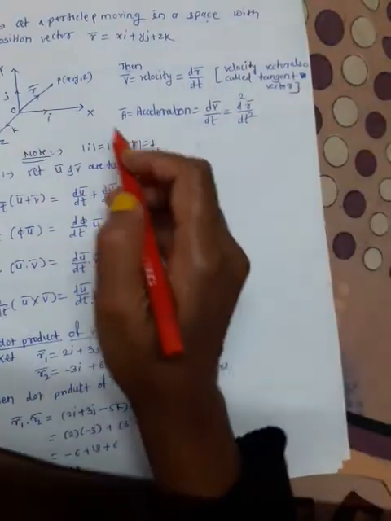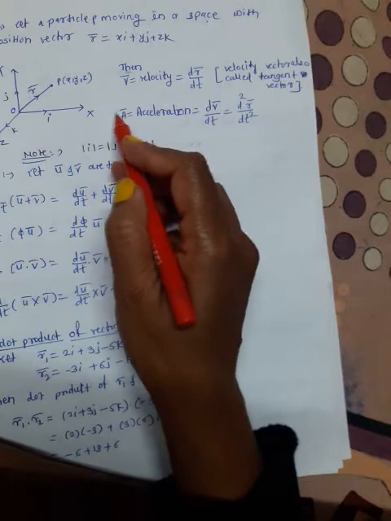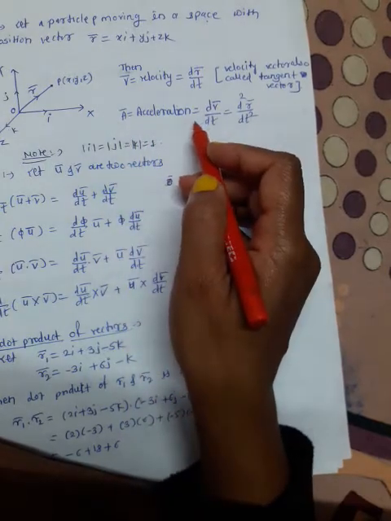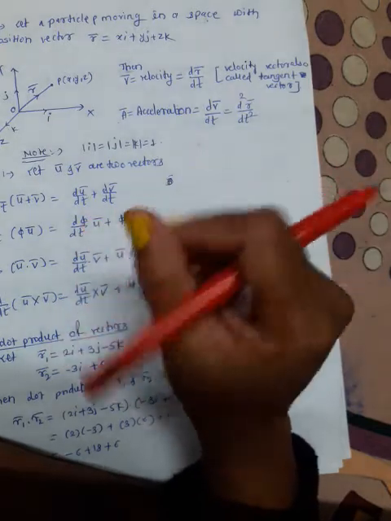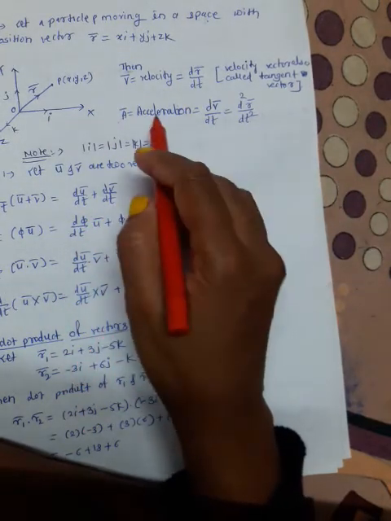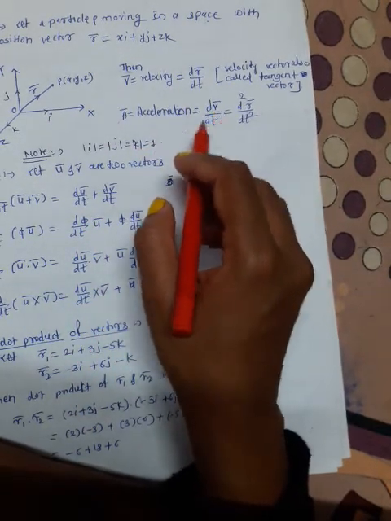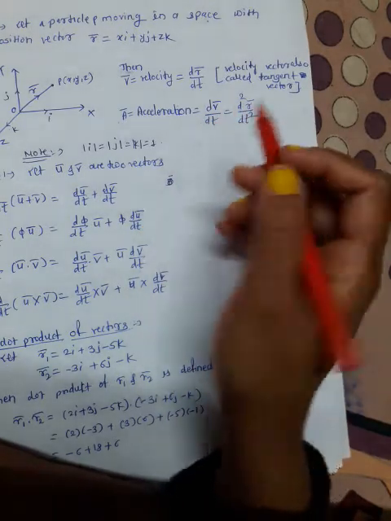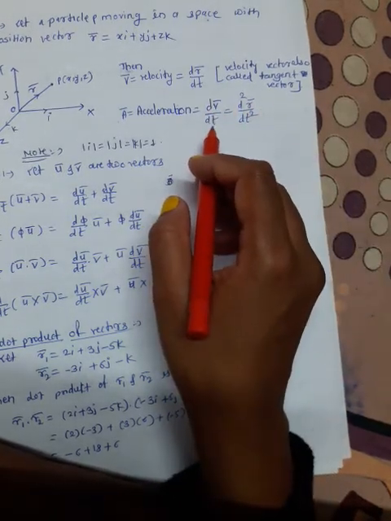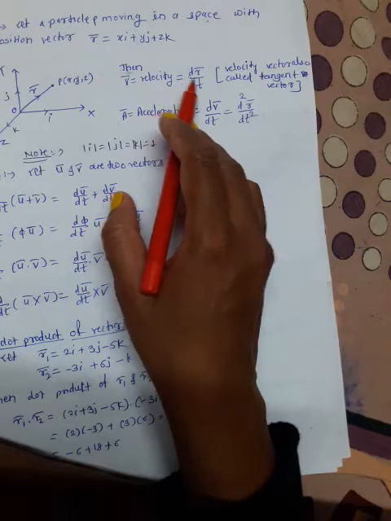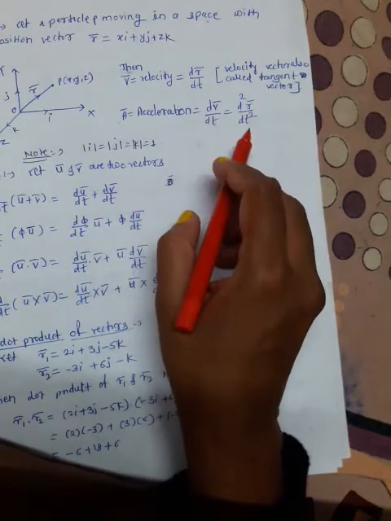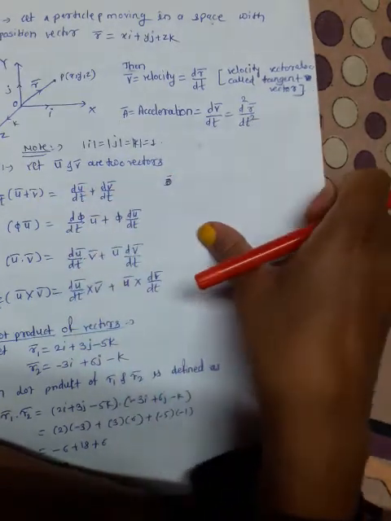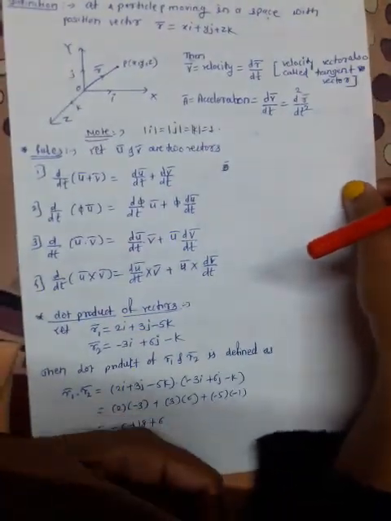Okay, now acceleration is denoted by a bar. We know the acceleration definition is the rate of change of velocity with respect to time, and that's why it is nothing but the derivative of velocity with respect to time. And we know velocity is the rate of change of displacement. That's why it is the double derivative of the position vector with respect to time. Okay, these are the two main definitions.